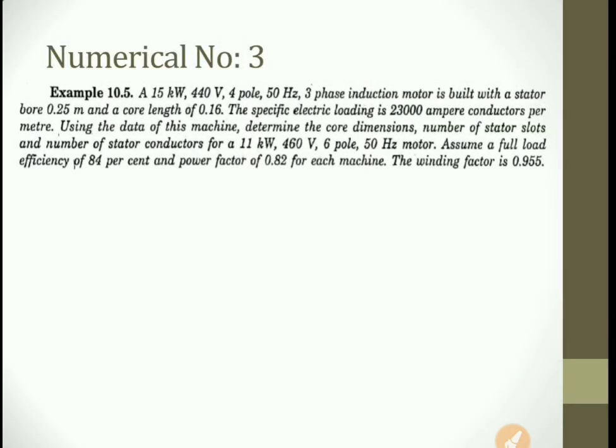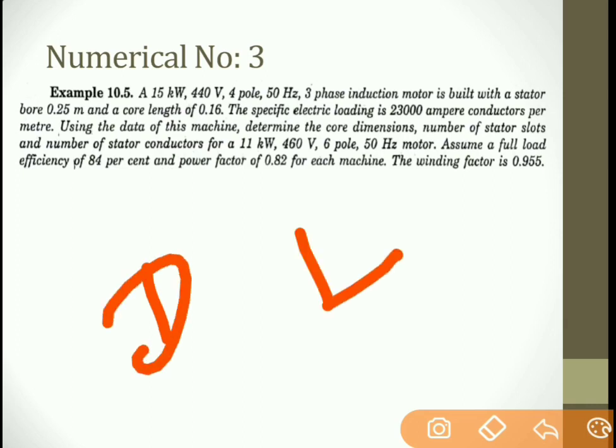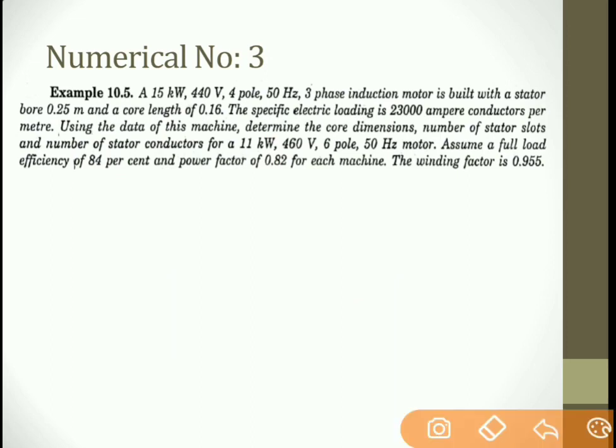So let us start the first numerical of the day. The statement of the numerical goes like this: a 15 kilowatt, 400 volt, 4 pole, 50 hertz, 3-phase induction motor is built with a stator bore of 0.25 meter and a core length of 0.16. It means in this problem the values of D and L are given. D is 0.25 meter and L is 0.16. This is already given. Then the specific electric loading AC value is 23,000 ampere conductors per meter.